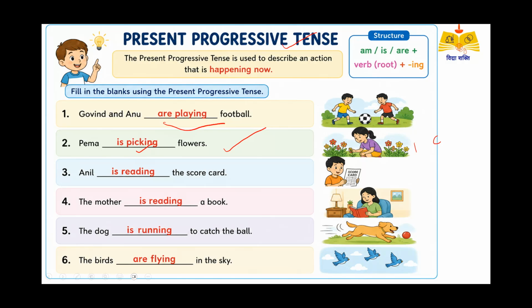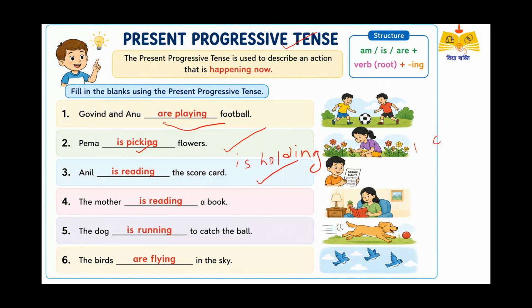Yes, you saw a boy holding a scorecard, right? So Anil dash the scorecard. Let's say here the boy is reading a scorecard. You can also write it as Anil is holding the scorecard. The action is happening, present continuous. The action is in progress.